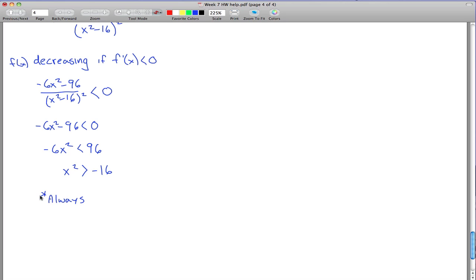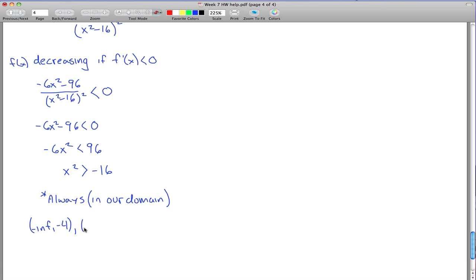But maybe you need this asterisk. You got to be careful because always is not negative infinity to infinity in this case. It's always, maybe this gets parentheses, in our domain. So really the answer is it's decreasing from negative infinity up to negative 4.